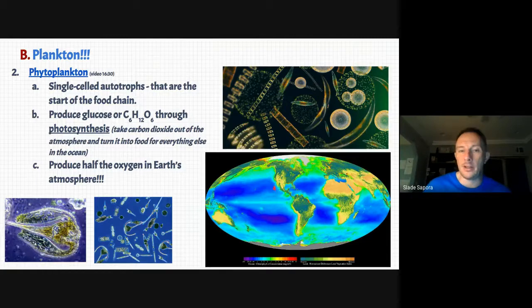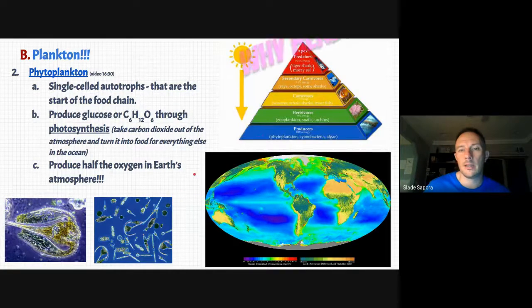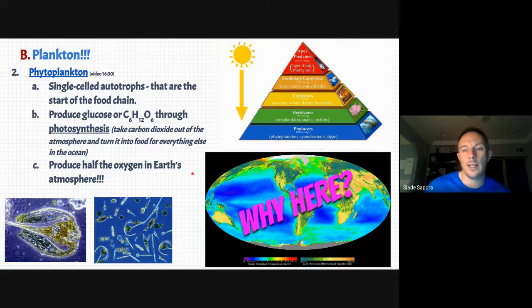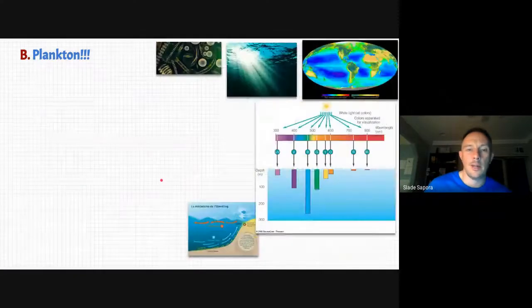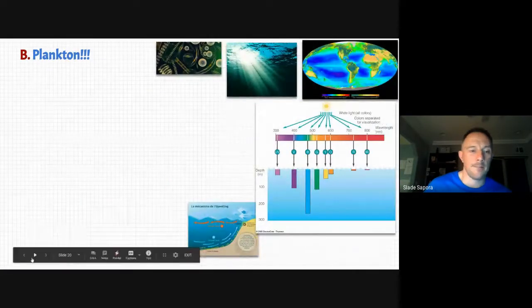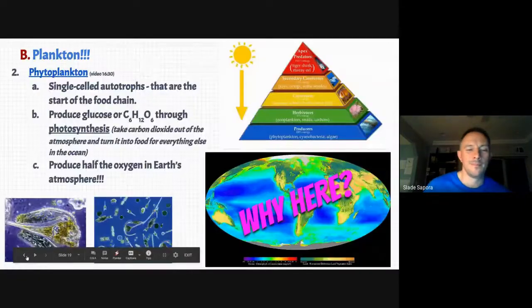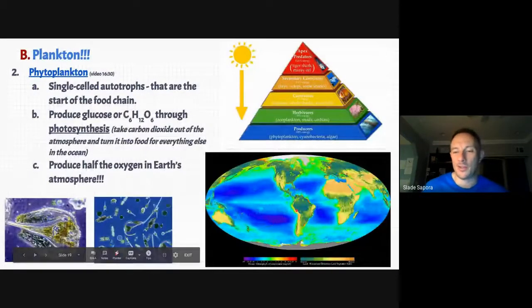This little map down here, do I have it blown up on the next slide? Let me see. Why here? Why do we see them in the places that we see them? Why do we see these primary producers? Why do we see them in the zones we see them?